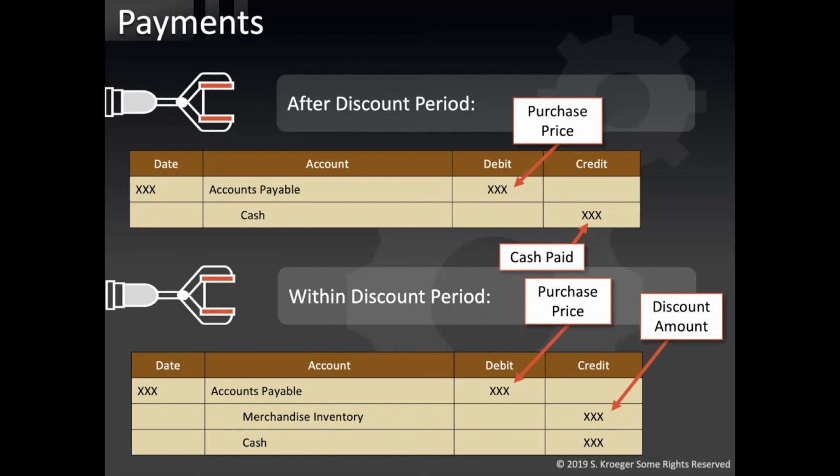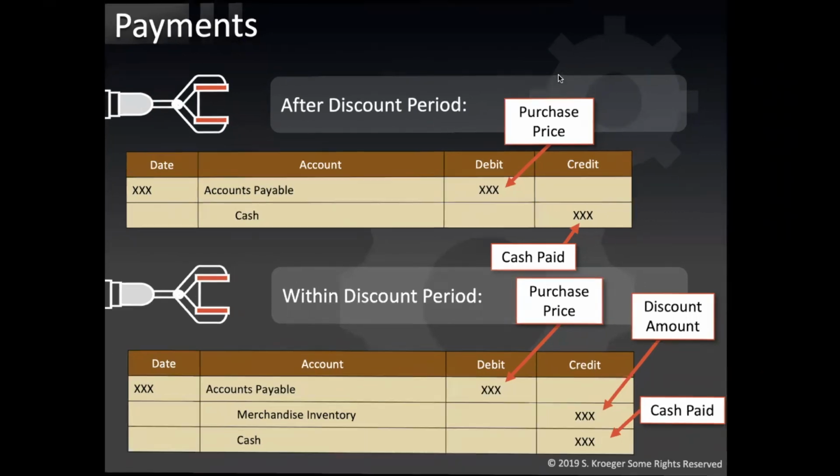If you bought something for $100 and there's a $20 discount, then how much did that item cost you? It would have only cost you $80, not $100. Lastly, you credit cash for the actual amount that you are paying. This would be the purchase price less the discount. Remember, debits and credits have to equal. This is the most difficult transaction for the buyer.